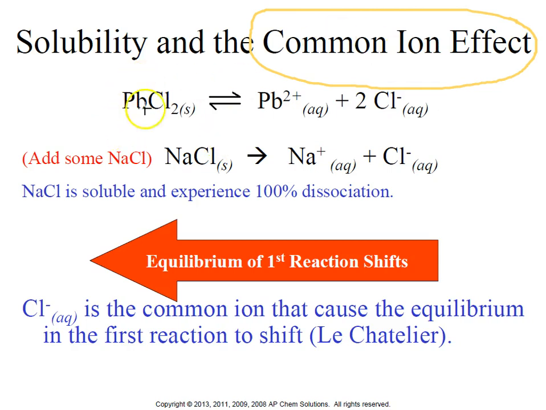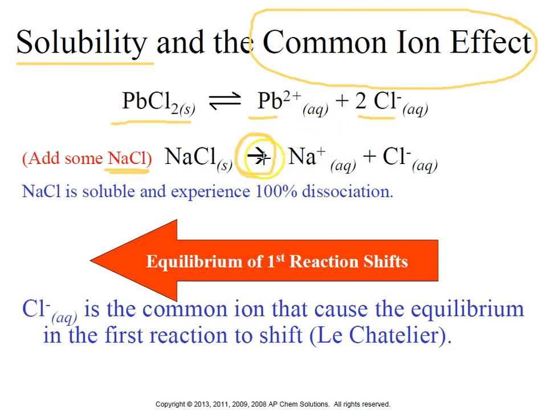So here, the common ion effect is discussed in terms of solubility, which is an ionic compound dissolving in water. So let's say we have lead chloride, and we want to dissolve it in water. So that's going to form lead and chloride. What if we added some sodium chloride to that solution? Well, we know that sodium chloride is completely soluble, so we've got a single arrow there.